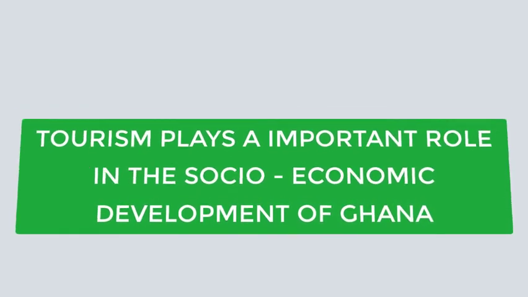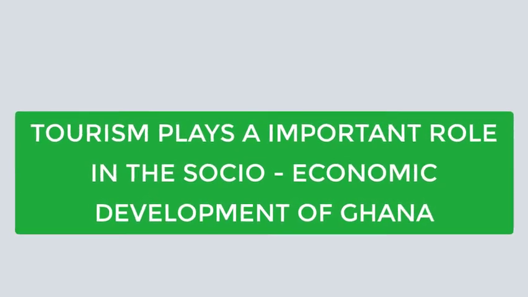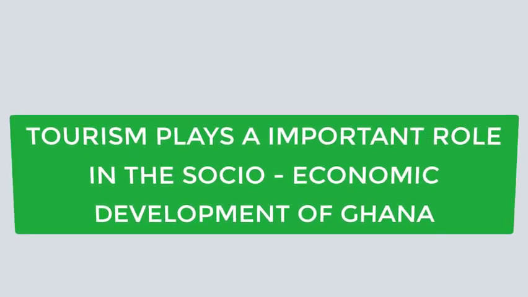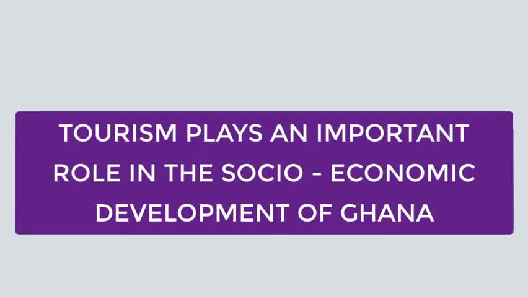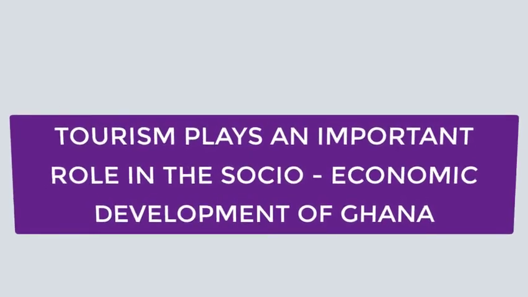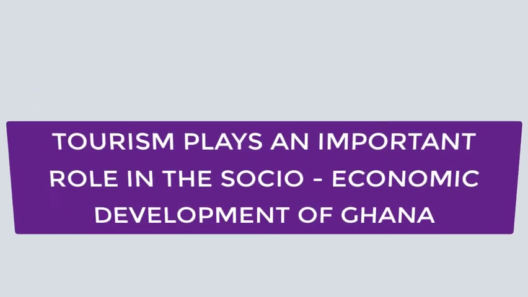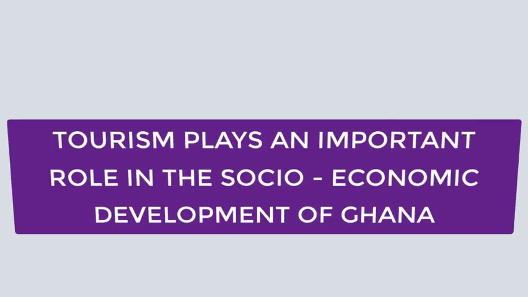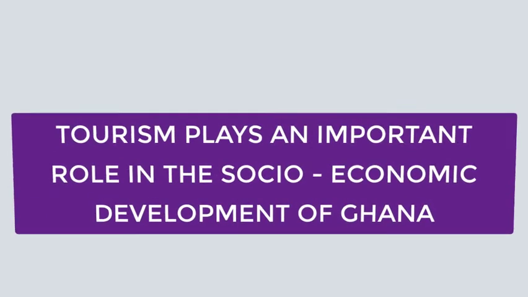This sentence is grammatically wrong. The word important does not agree with the article a. You can only replace it when the article is an. Let's try that. Tourism plays an important role in the socio-economic development of Ghana. However, the article that has been used in the question is a. Therefore, using the word important is wrong.